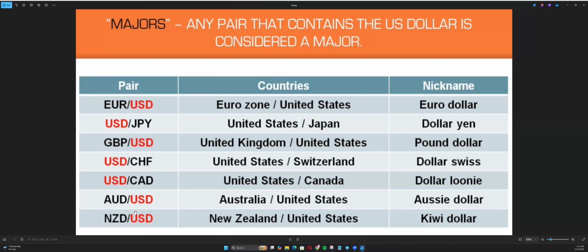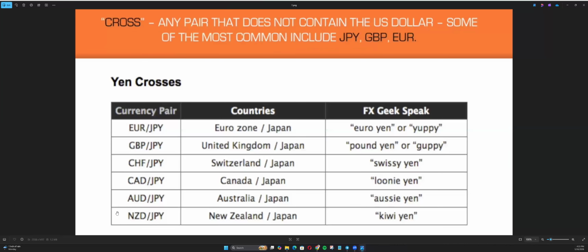So those are the major pairs, and now we have minor pairs. Minor pairs are the same thing as cross pairs. It's any pair that does not contain the US dollar. Some of the most common include the JPY, the Euro, and the GBP. So here we have the yen crosses. Yen is the Japanese yen, right? They are the yen minor pairs or the yen cross pairs. So there's no USD involved.